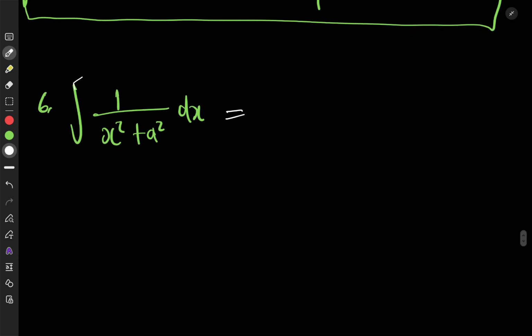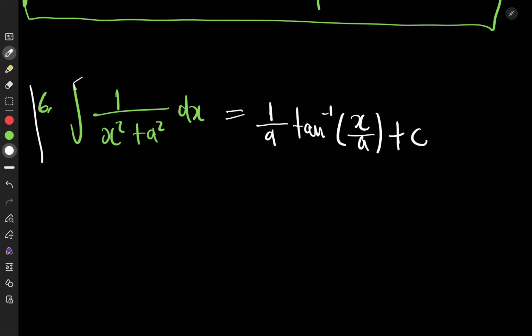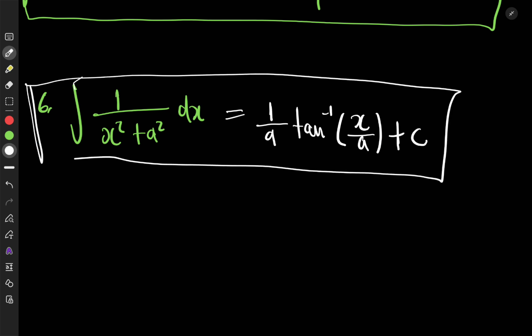So now, what am I going to do? This is the only one which I would need you to remember. It is 1 over a tan inverse of x over a, okay? That's the one which you're going to need to remember. Tan inverse of x over a. Then you do plus your constant of integration c.